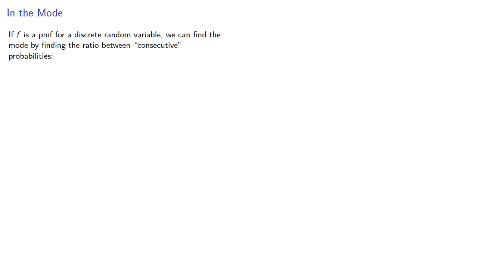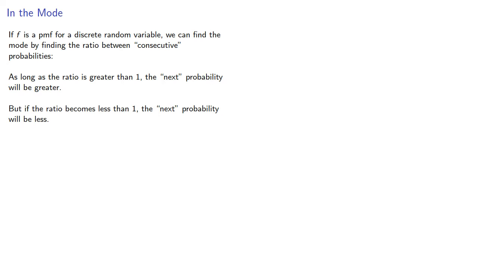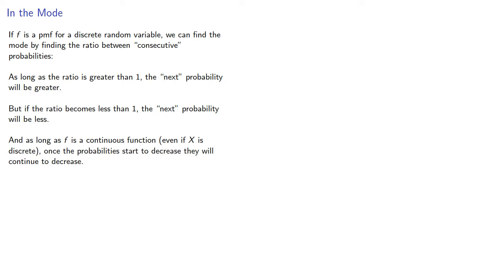If f is a probability mass function for a discrete random variable, we can find the mode by finding the ratio between consecutive probabilities. As long as the ratio is greater than 1, the next probability will be greater, but if the ratio becomes less than 1, the next probability will be less. And as long as f is a continuous function, even if f is discrete, once the probabilities start to decrease, they will continue to decrease.